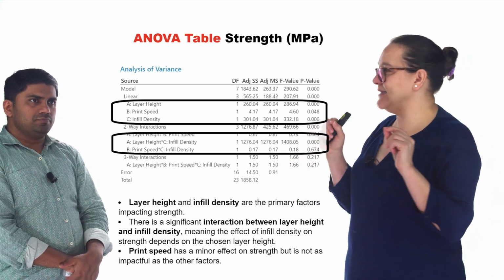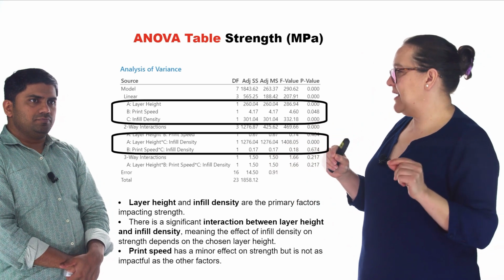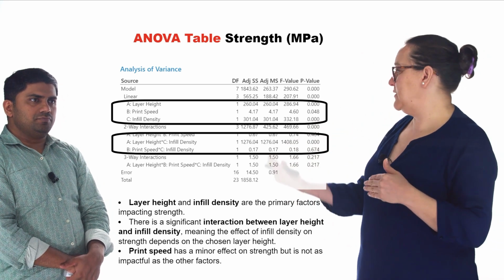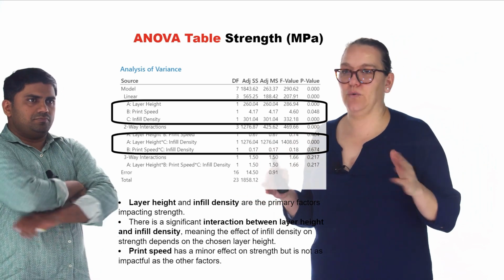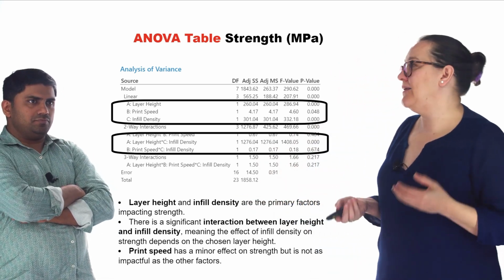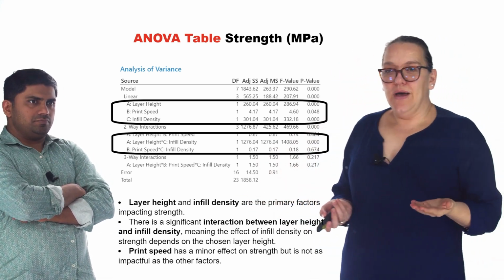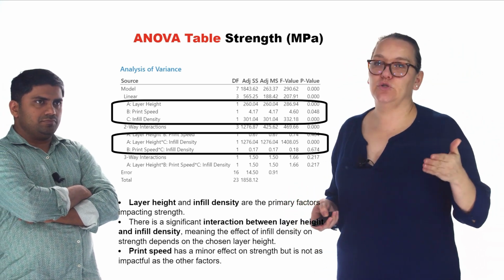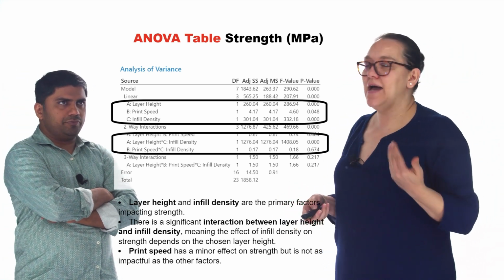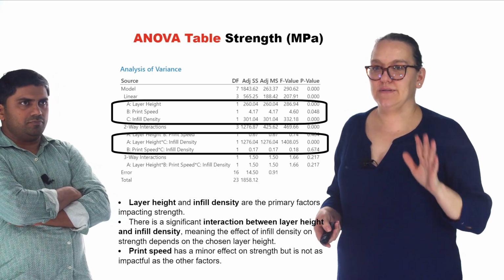So when selecting the optimal settings, we need to take into consideration the values of the other factors. We cannot just look at them individually. In this way, you can go and look at the other two analyses, for the print time and also for the surface roughness.